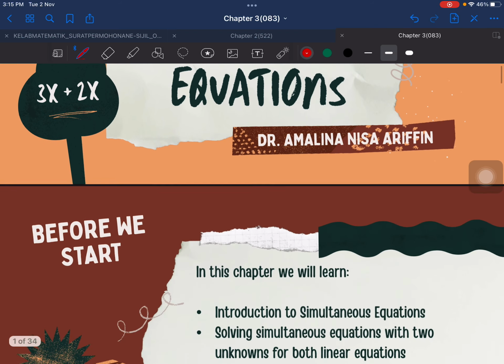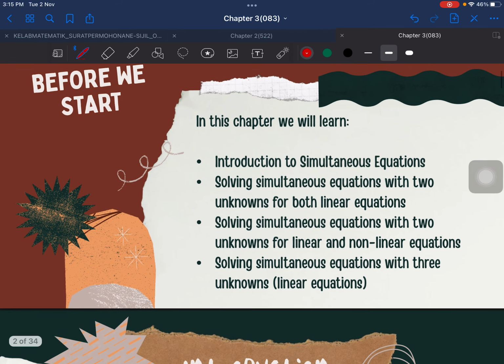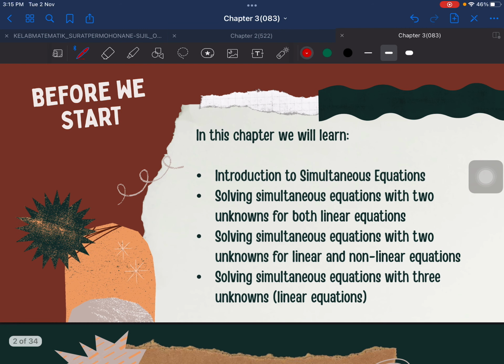So apa dia simultaneous equation? Before that, we see apa yang kita aim untuk kita punya chapter. So in this chapter, we will learn about introduction to simultaneous equation. So saya akan terangkan dan perkenalkan kepada awak tentang apa dia simultaneous equations. Okay, and then we will solve our simultaneous equation with 2 unknowns for both linear equations.